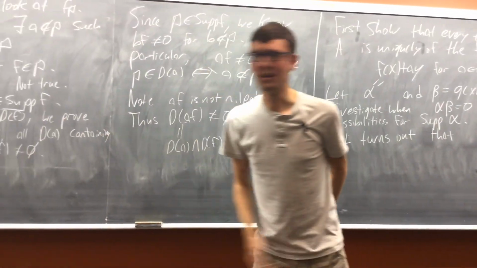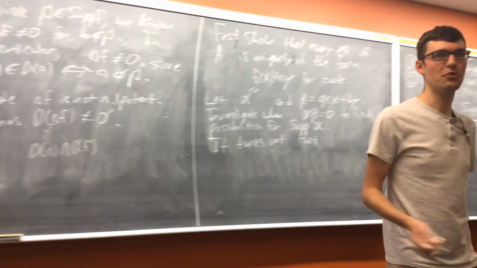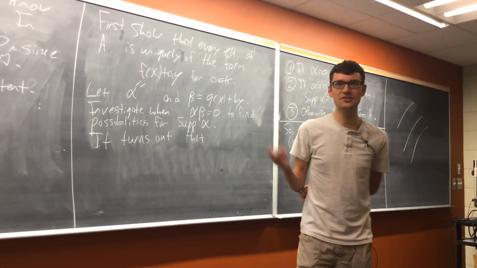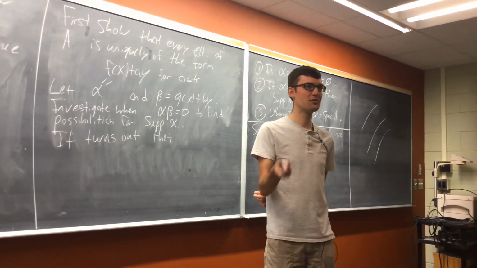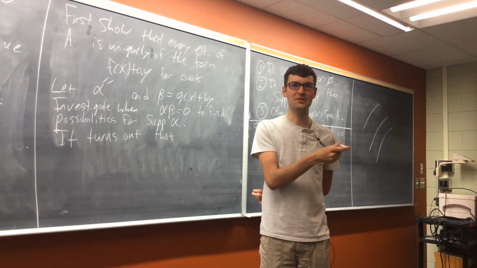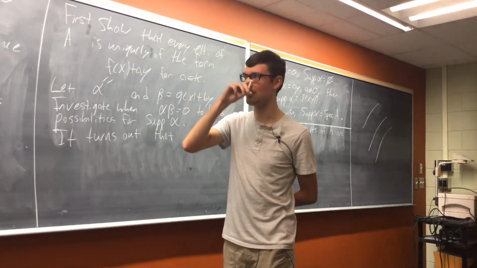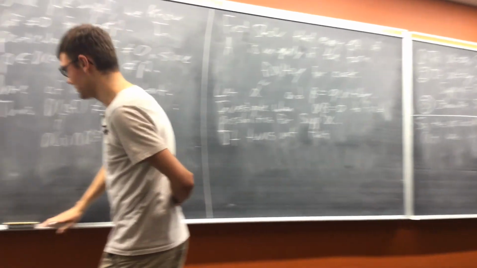Okay, but that's only step one. So I've only shown that I can rewrite the support of f as this other thing. Now I need to show that this other thing is always a union of irreducible components of Spec A. If I can do that, then I've proved my proposition. Okay.